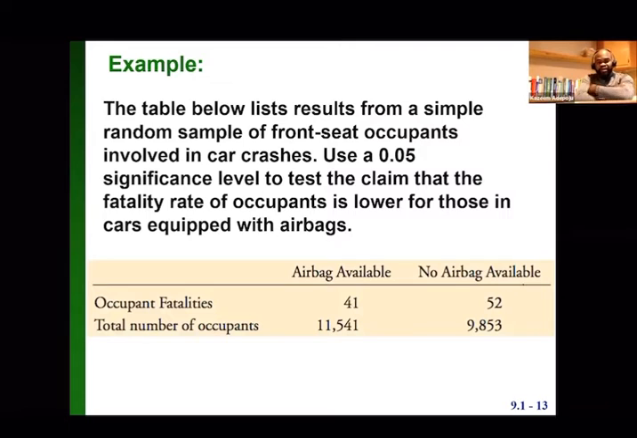Now, let us look at a question. I gave you this question before when we were constructing a confidence interval for the difference of proportions. But right now, what we want to do is test a hypothesis. Take a look at this. The table below lists results from a simple random sample of front seat occupants involved in car crashes. Use a 0.05 significance level to test the claim that the fatality rate of occupants is lower for those in cars equipped with airbags.